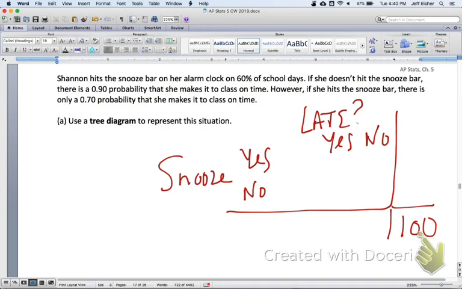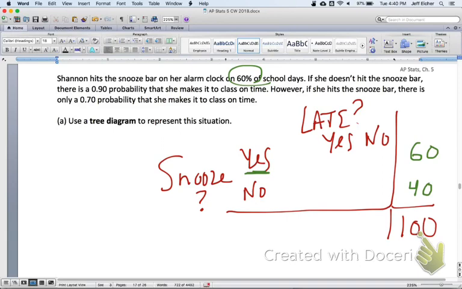Alright, so I have my snooze variable, yes or no. And I have my late variable, yes or no. So we'll start with the first comment. 60% of days she hits the snooze button. That would go way out here. So that's for the yes snooze, all the way in the margin. And then by default, I know that's 40. Again, I'm working with an imaginary 100 people, exactly 100.